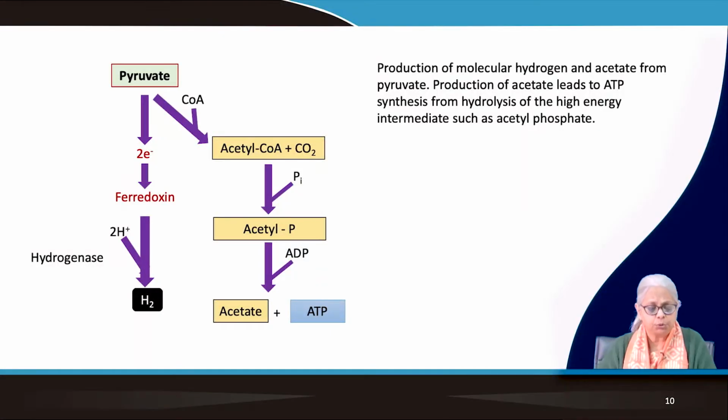We then come to the production of molecular hydrogen and acetate from pyruvate. Again, if I remind you, in the 3 biochemical pathways, one thing that is common is glycolysis, and the end point in glycolysis is pyruvic acid or pyruvate. And this pyruvate will pick up electrons and result in the production of hydrogen or in the production of acetate and ATP.